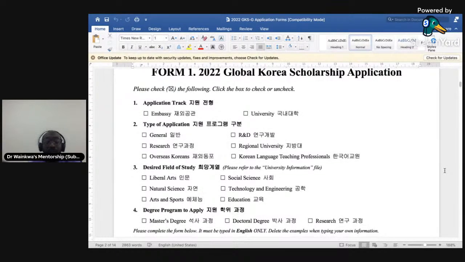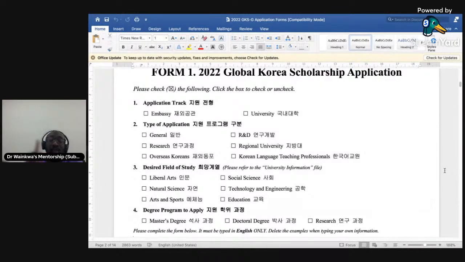That's it. Then the degree of program you're applying for. Are you applying for a master's degree, for a doctorate degree, or for research? You should consider that very, very important. Also, complete the form. It should be typed in English. They said in English only.